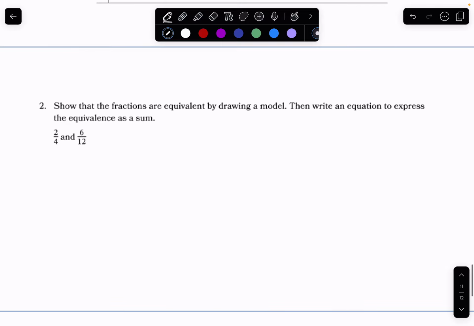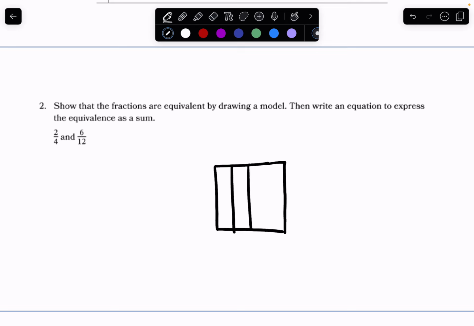For question 2, what you should do is draw a square and label 2/4, and then figure out a way to also show 6/12. Do your best to do this on your own. Go ahead and pause the video now, and then come back to check your answers when you're done.